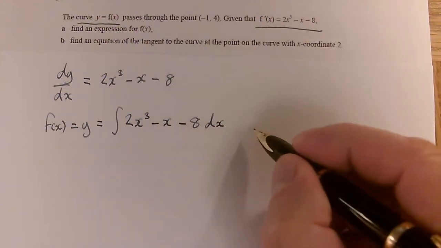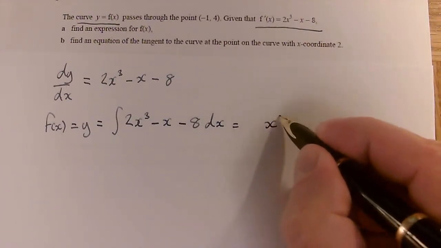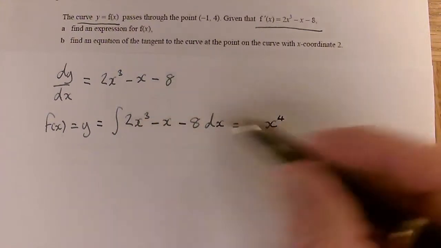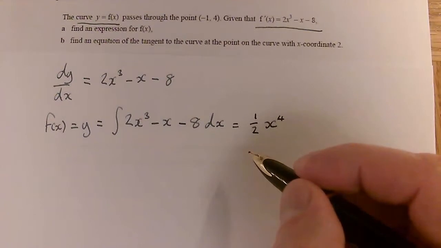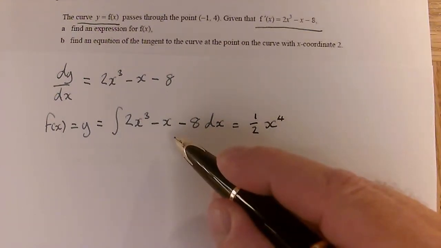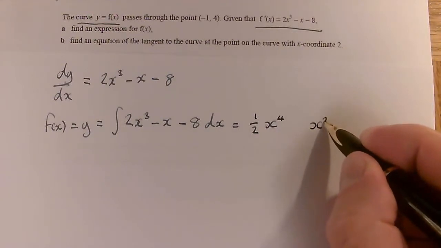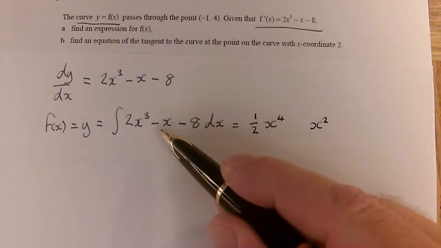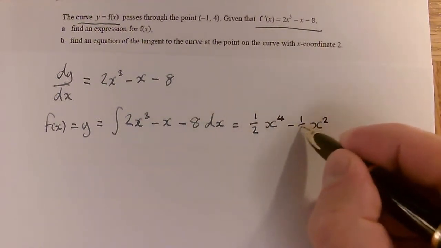And then these are just powers of x. So for the x cubed, new power: when we integrate, we increase the power. So the new power of x is x to the power 4. And we divide by the new power. 2 divided by 4 is a half, or 2 over 4 is fine, but cancel if you can. Next one is x, which is x to the power of 1. So the new power of x is going to be x to the power of 2, because we increase the power when we integrate. And we've got a minus 1 in front of it. We divide by the new power, so that's minus a half.